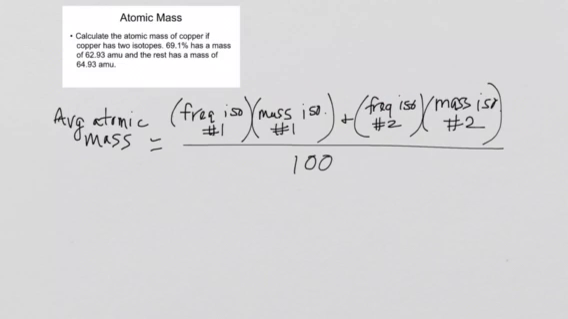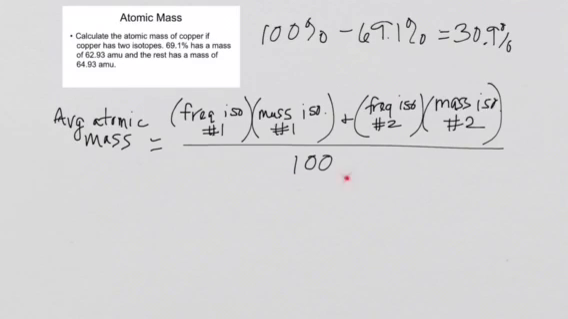Okay, so the problem gives us the mass of each isotope and one frequency. So to get this second frequency, we're going to have to subtract from 100%. So I'll just do that right now. If we take 100% and subtract the 69.1%, then we end up getting 30.9%.